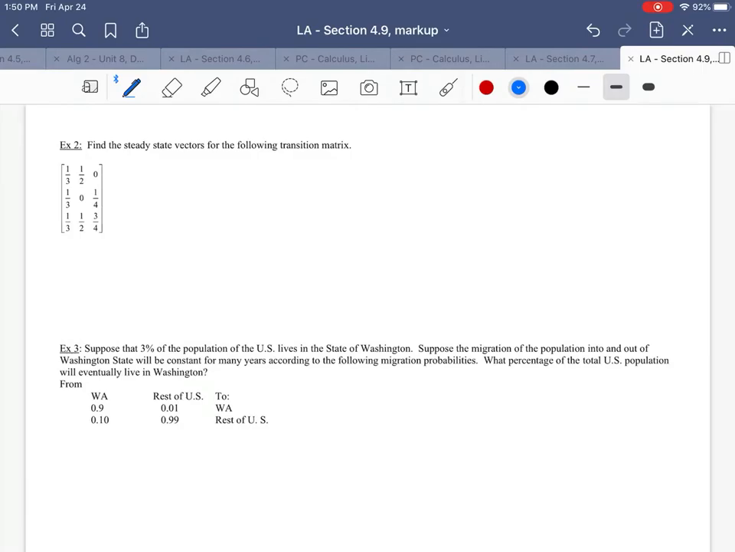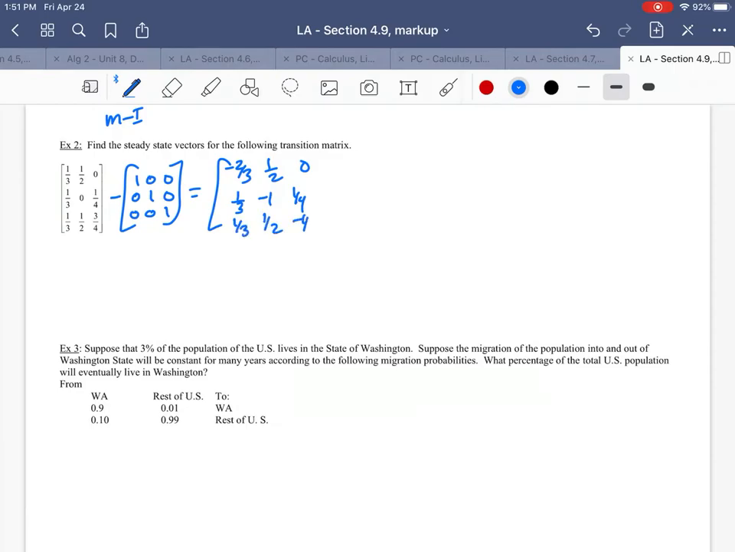All right, so the first thing we want to do is subtract the identity matrix from this, because we're trying to do that whole M minus I part. The 3 by 3 identity has 1, 0, 0, 0, 1, 0, 0, 0, 1. So when I do that, I get negative 2/3, 1/2, 0. I get 1/3, negative 1, 1/4. I get 1/3, 1/2, and negative 1/4. So remember, we are trying to say that this times X equals 0.